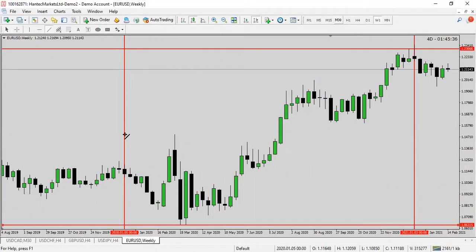What happened between this horizontal line and this line is representing 2020's price action. Now let me show you what happened. This is the accumulative phase of the market. You see, this was consolidation for 1, 2, 3, 4 weeks.